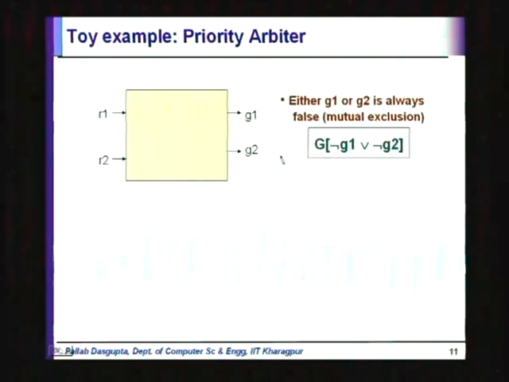So, we can express that in this logic, which is called linear temporal logic. We are going to go into details of this logic later on. To just get a flavor of this, this G says always or globally, G for globally. It says always we must have not G1 or not G2. So either G1 should be false or G2 should be false, always. So globally not G1 or not G2.